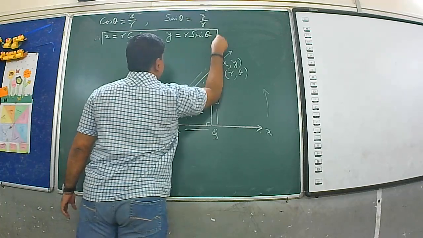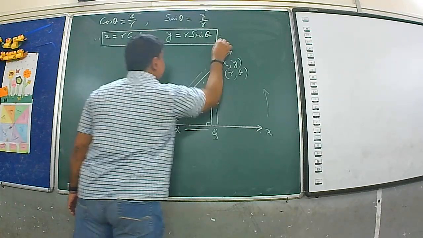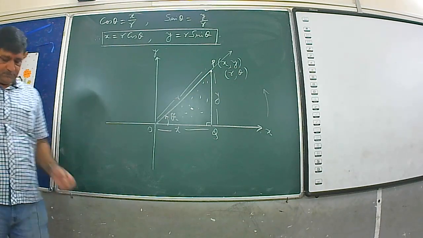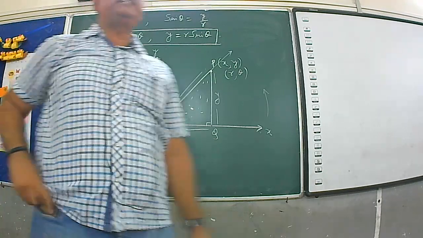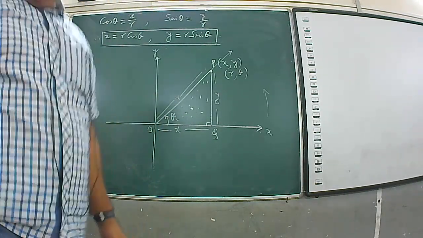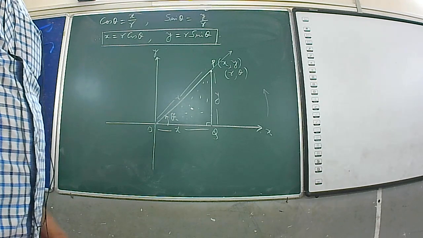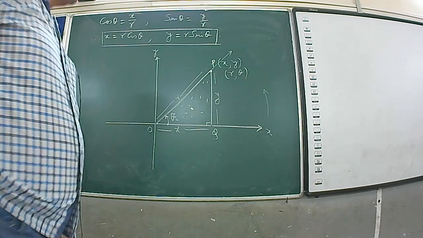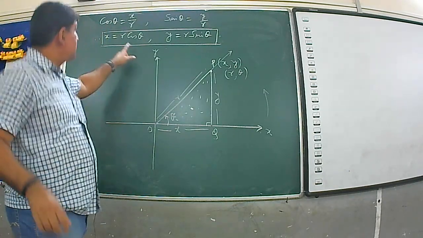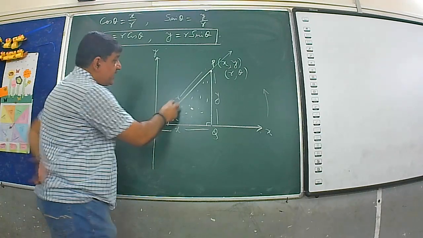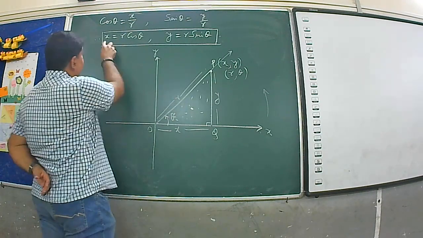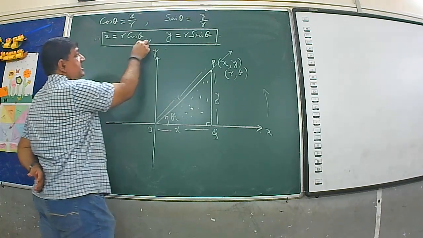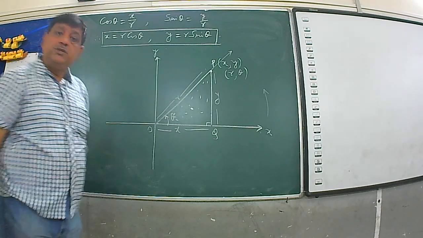So, any point x, y can be represented in the form of r, theta. Here, one thing is important, boys, that you must keep in mind: if polar coordinates are r and theta, you can write directly the Cartesian coordinates x and y as x is equal to r cos theta, y is equal to r sine theta.